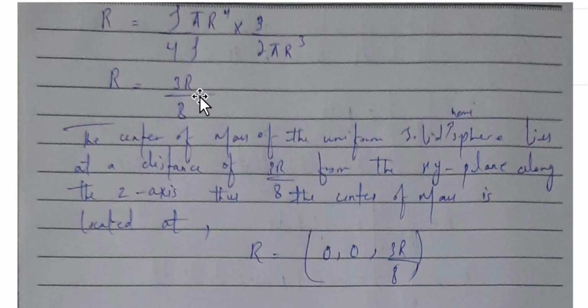So this is the 3 over 8th part of r for the center of mass, which lies on the z-axis. I already said that it must lie along the z-axis, so we don't need any xy component. The center of mass is at xy 0. So the center of mass of the uniform solid hemisphere lies at a distance of 3r over 8 from the xy plane along the z-axis. So x and y terms are 0, and what we got is that the center of mass lies along the z-axis.